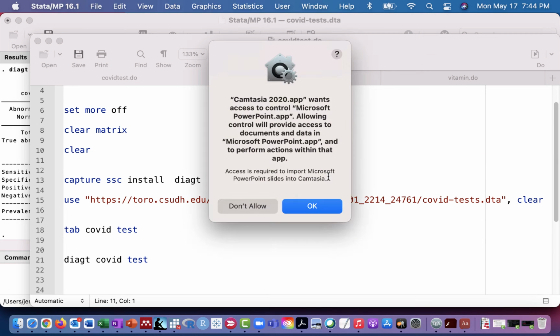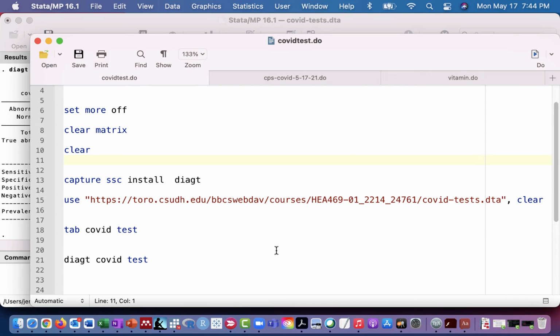This is the COVID test.do file that I posted on Blackboard. The first thing Stata does is you want to type set more off. These are just some settings you put at the top of every file to configure Stata. Clear the matrix, clear the data, so whatever data was in there, whatever matrix was in there, remove that so we could put new data into the system.